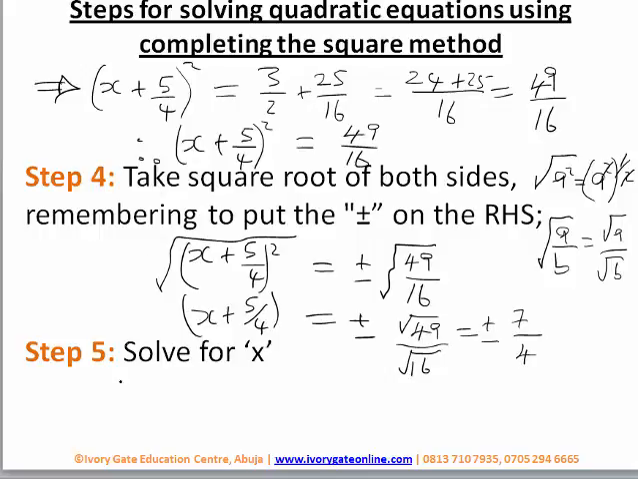Okay, so with this now we have x plus 5 over 4 is equal to plus or minus 7 over 4. So with this, the next thing to do is to solve for x. In this case, x will be this crossing over the sign of equality, or saying that we are subtracting 5 over 4 from both sides. We have minus 5 over 4 plus or minus 7 over 4.